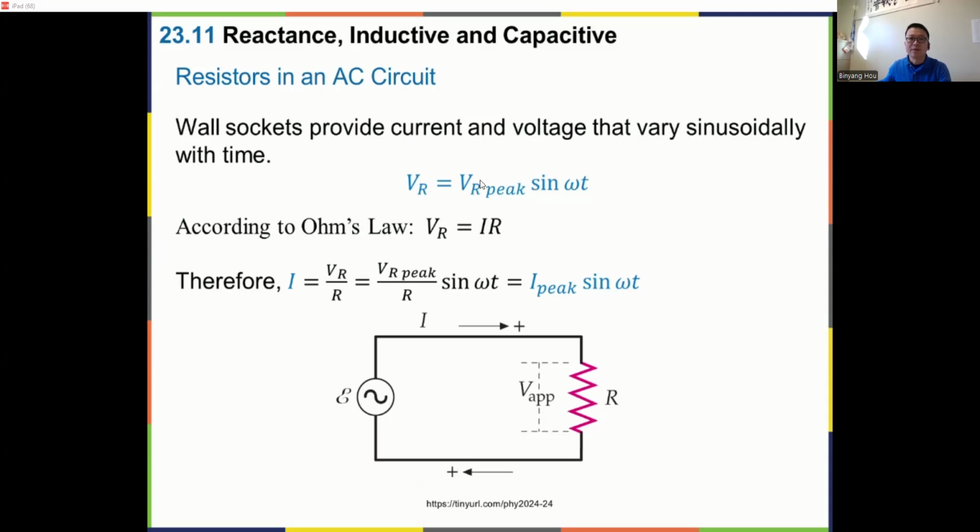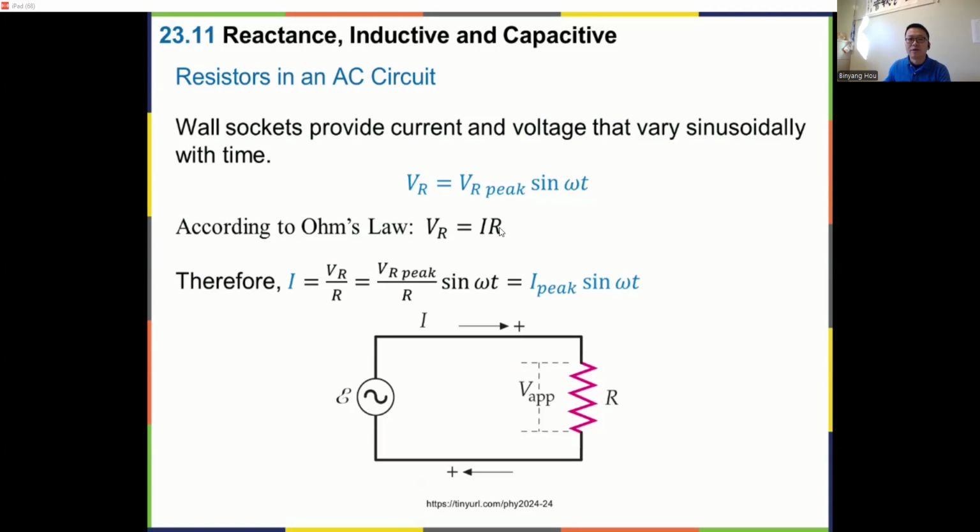So if you have the voltage applied to a resistor like this, then the voltage across the resistor is also a sine function: voltage on the resistor would have a peak and then sine of omega t. Omega is the angular frequency and t is the time variable. So omega will be 2 pi times f.